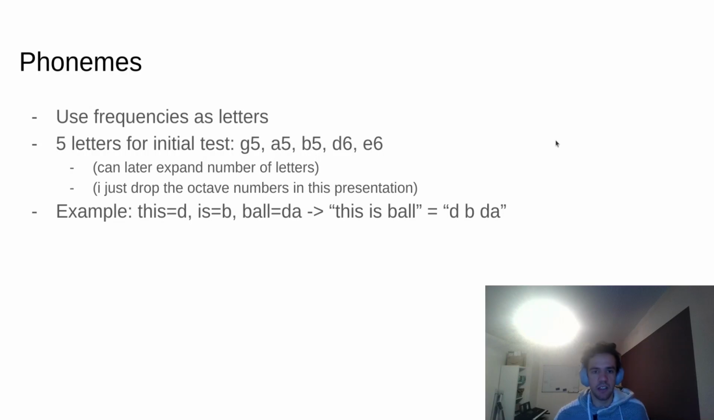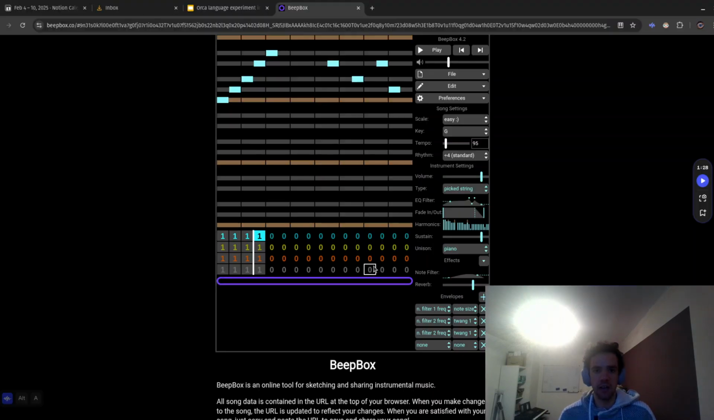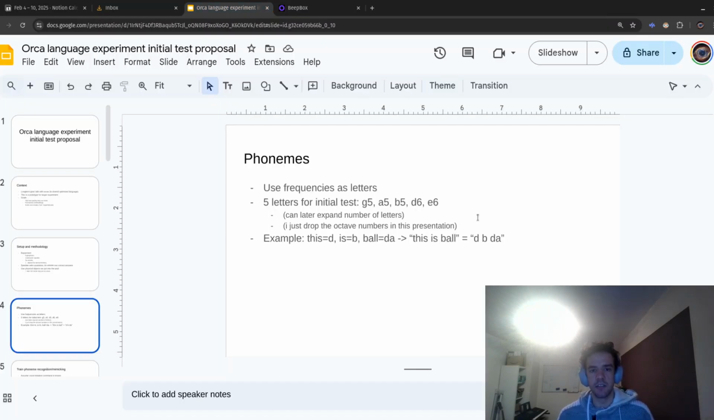As an example, just like in English, where we have letters and can make words out of letters, we can have those tones and make words out of tones. In this example experiment, the word this is the tone D, the word is is the tone B, and for example, ball is DA. The way it would sound then would be like this. So this would be: this is ball. Just so you get a sense.